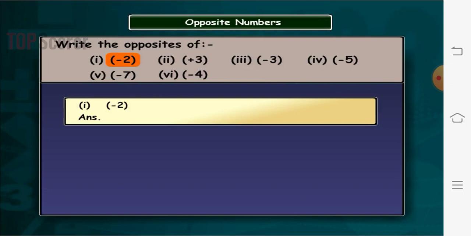Write the opposite of minus 2. So simply you can write like how we have solved previously. Minus 2 equals to, what is the answer, the opposite of minus 2? It will be plus 2. Similarly, you can write the examples and you can solve all the 6 examples in your notebook. I have solved the first one for you. In this way you can solve the rest 5 sums.